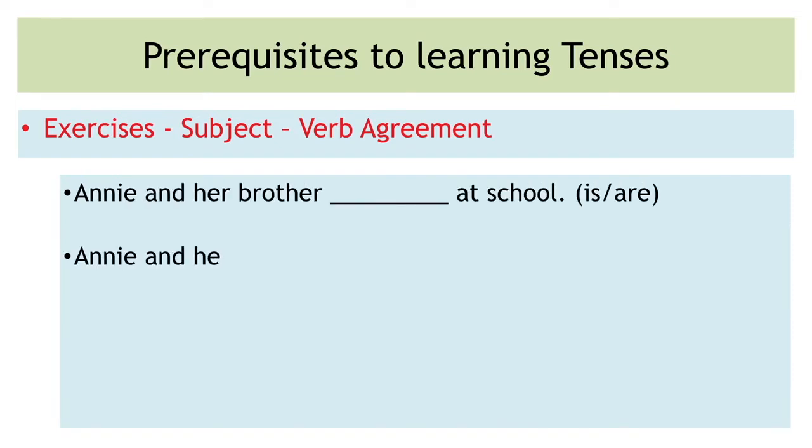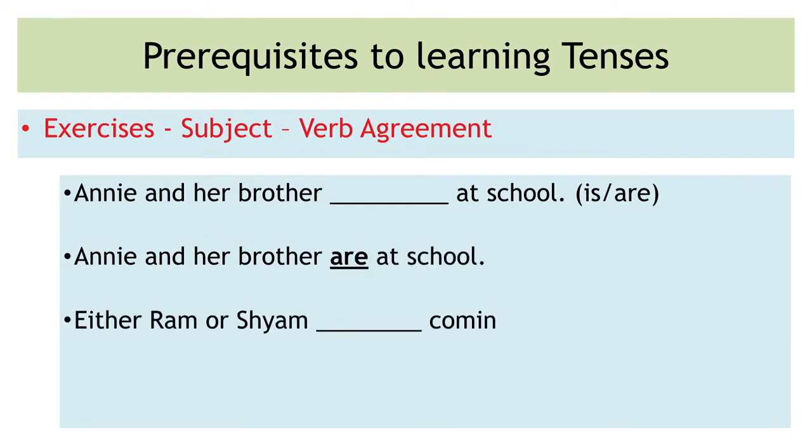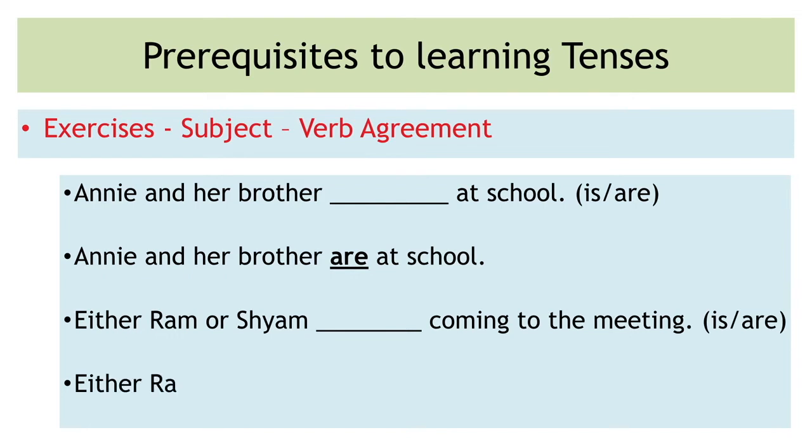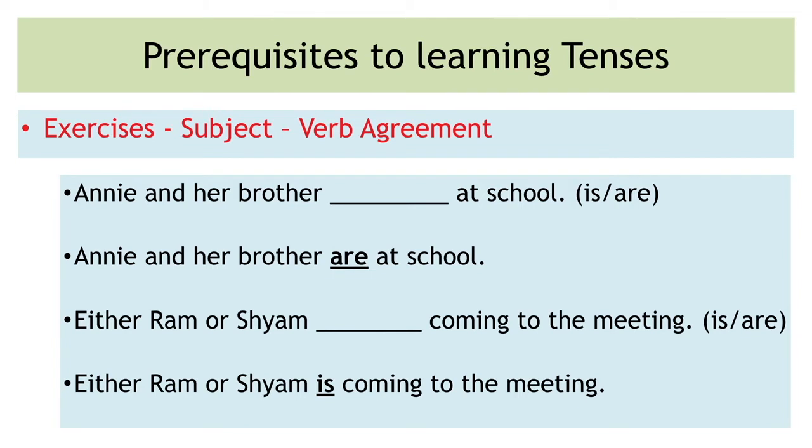Annie and her brother are at school. Either Ram or Shyam is coming to the meeting. Now, why did we use are in the first sentence and is in the second sentence? In the first sentence, the subjects Annie and her brother are joined by the conjunction and, therefore we use are. Either Ram or Shyam: when we use either-or, we need to use a singular verb.